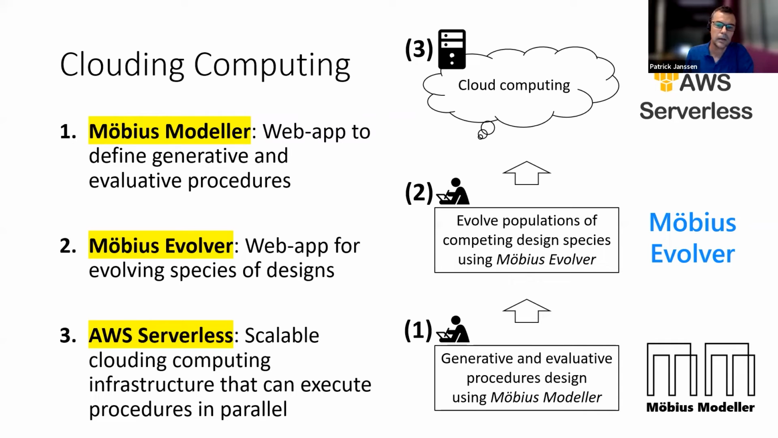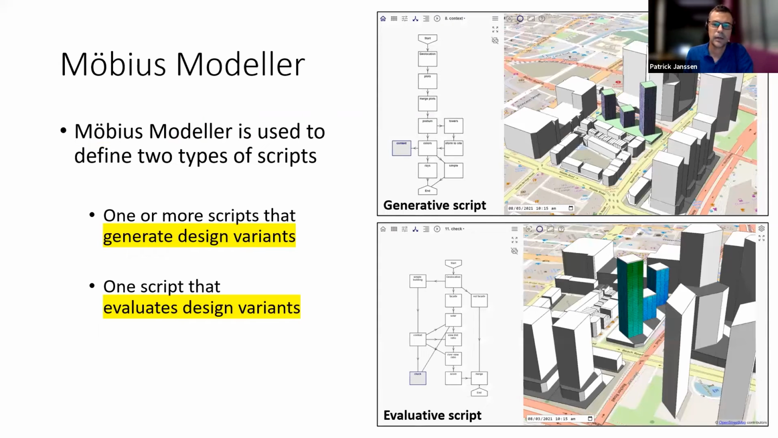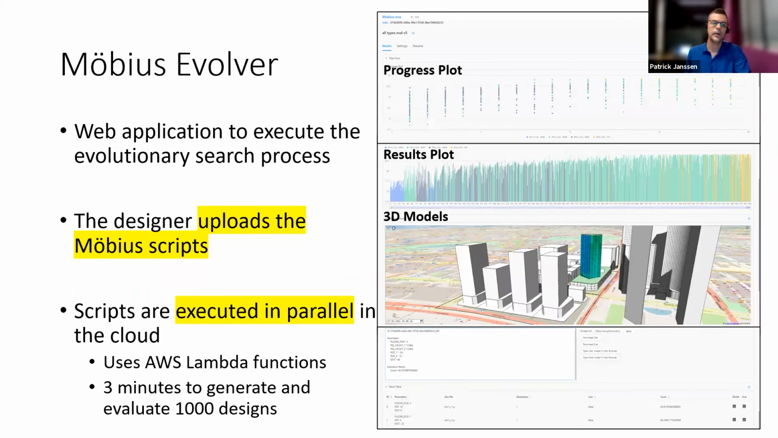The functions all get executed in parallel. You have one or more generative scripts and an evaluation script, and you upload them, and in just a few minutes it'll evolve a few thousand designs for you. Compared to other kinds of optimization systems, it's very fast.